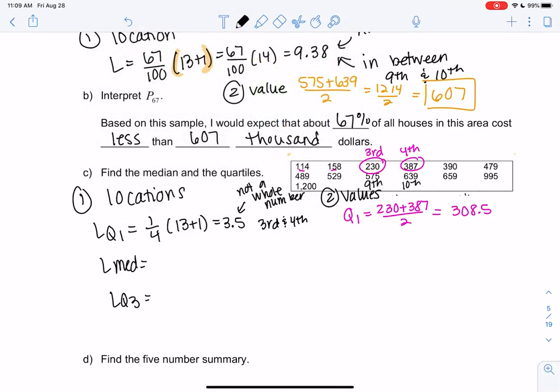Cool, let's try the median. So then the median was 50%, so same formula with 1/2, 13 plus 1, and I think we'll get 7, 14 divided by 2. And since we got a whole number, it's just the seventh item. Makes it easier.